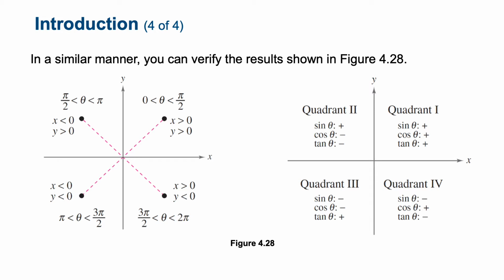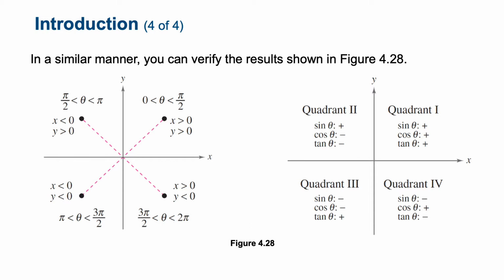So for quadrant 2, notice that the x values will be negative, the y values will be positive, and the angle theta will be between pi over 2 and pi. Or in other words, in degrees, it'd be between 90 and 180. Okay, so you kind of see what I'm doing here.